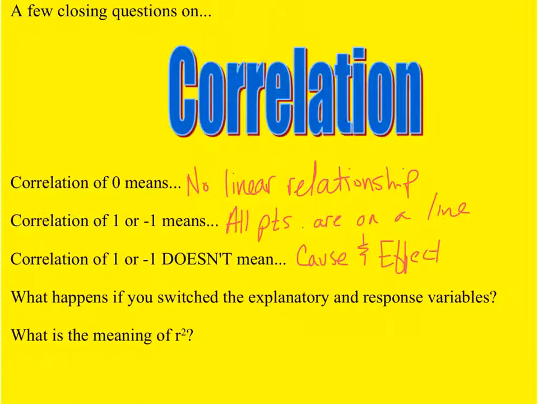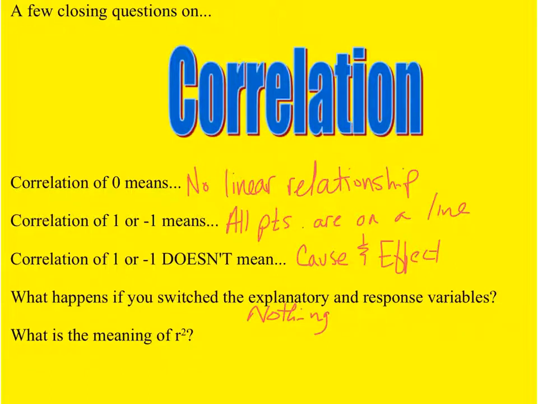If we switch the explanatory and response variables, what would happen to our correlation? Nothing. Correlation is simply a measure of how linear the data is, and changing your x and y will not affect that. The meaning of r squared, well, remember, the r squared is called the coefficient of determination.